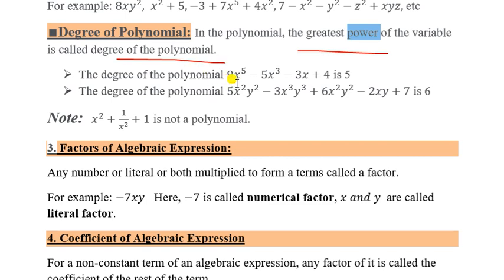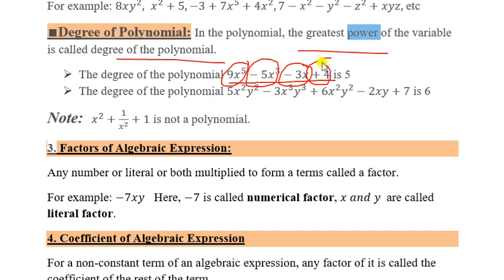See, this is an algebraic expression, 9x to the power 5 minus 5x to the power 3 minus 3x plus 4. This is also a polynomial because it has 4 terms. When you find terms, you have to take the sign also. So 9x to the power 5 is one term, minus 5x cube is one term. You cannot say that 5x cube is a term. Minus 5x cube is a term. Clear? Minus 3x is a term, and plus 4 is a term.